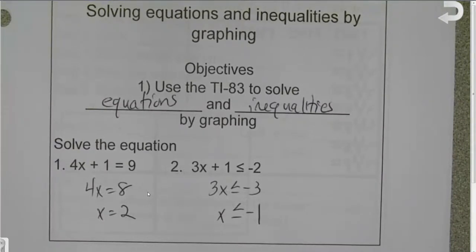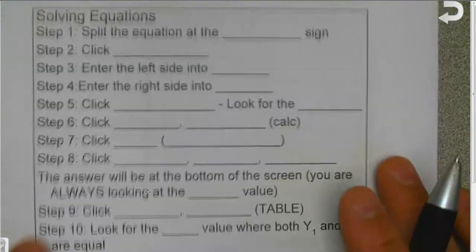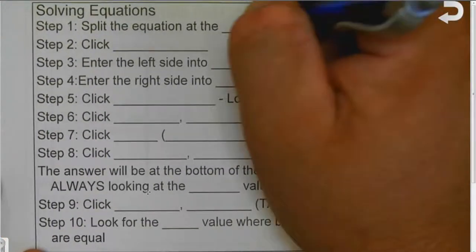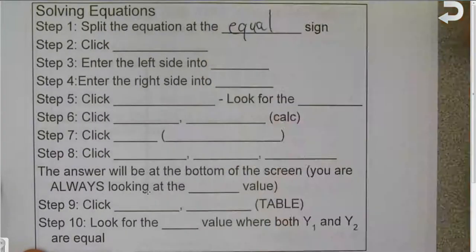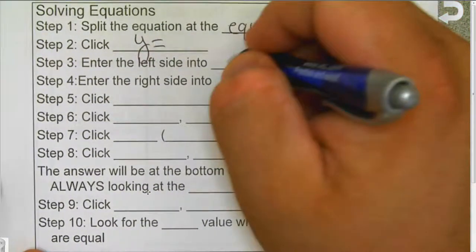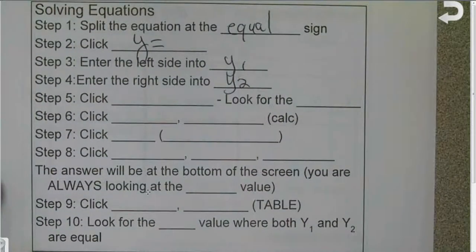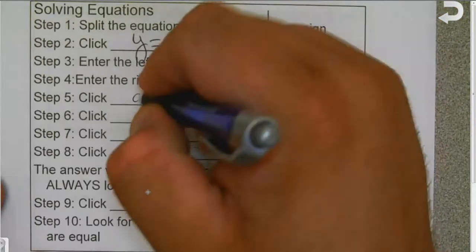What I want to go into now is how we can actually do that using the TI-83. So obviously you probably don't have a TI-83 at home right now. So when you're doing this video, just write down all the steps, look over it with me, and when we do the work in class, we'll definitely be working together to understand it. So to solve equations using the TI-83, you're going to split the equation at the equal sign. And then you're going to click y equals. You're going to enter the left side into y1, and you're going to enter the right side into y2. And then you're going to click graph, and you're going to look for the intersections.